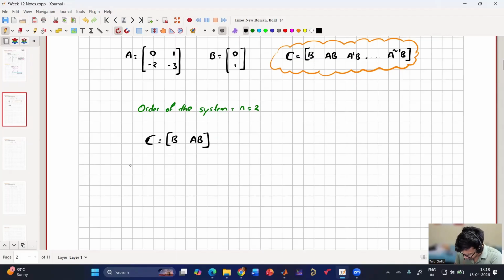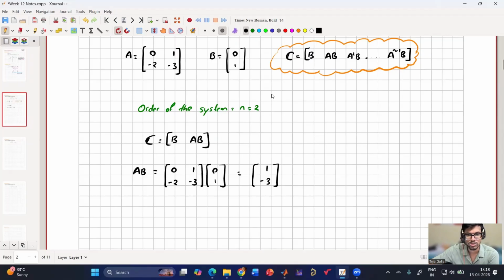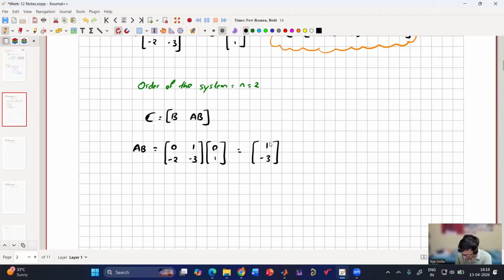So let us calculate AB. So AB is nothing but [0, 1; -2, -3] into [0; 1]. So the first row will be 1 and second row will be minus 3. So this is my AB. So now let us check what is my controllability matrix. So controllability matrix is B, which is 0, 1. AB is 1 and minus 3.